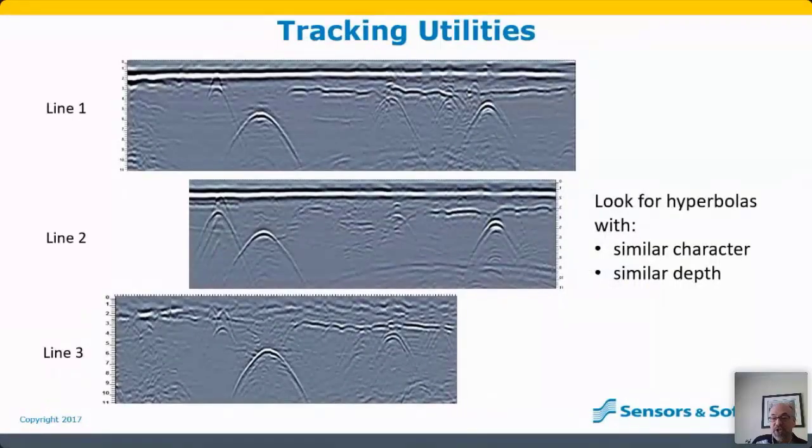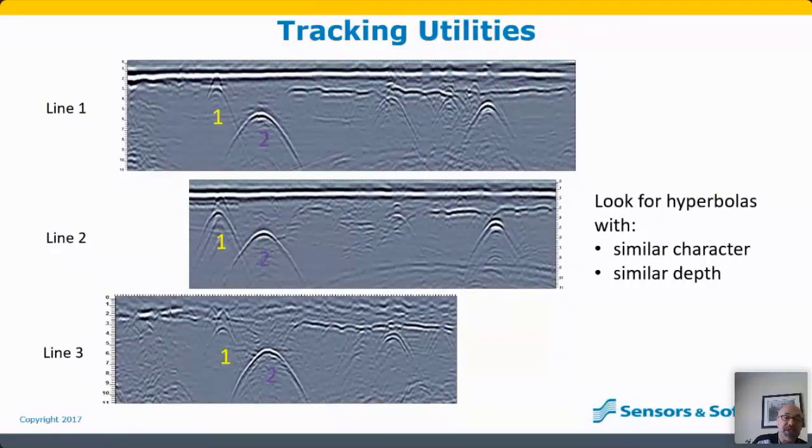So here's another example that shows, in this case, multiple utilities. The lines are longer, so we have multiple utilities that are visible. And this example I like because it really shows what I'm talking about in terms of character. On each line you can see that each of the hyperbolas is slightly different in terms of shape, width, and strength. And this is what makes it easy to identify each utility on each line. So for example, we see this shallow one here, and we can mark it 1 on all 3 lines. We can see similar character, similar depth.